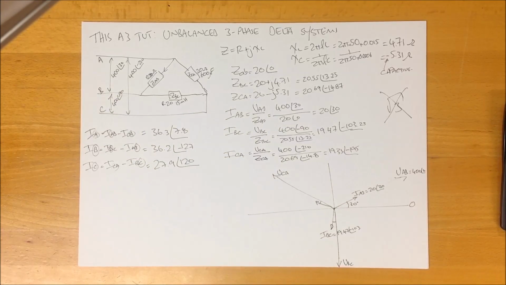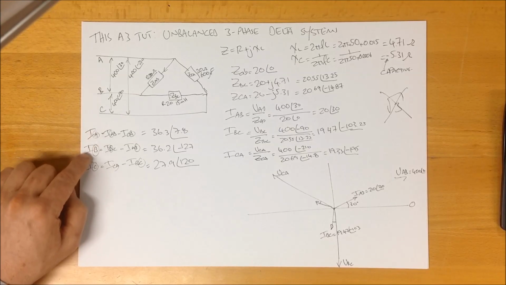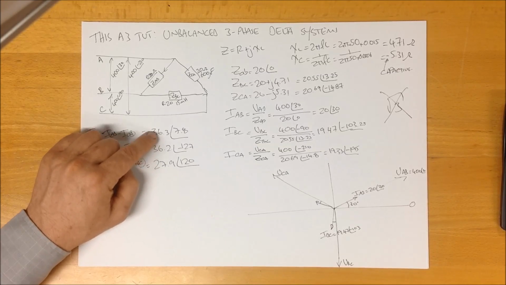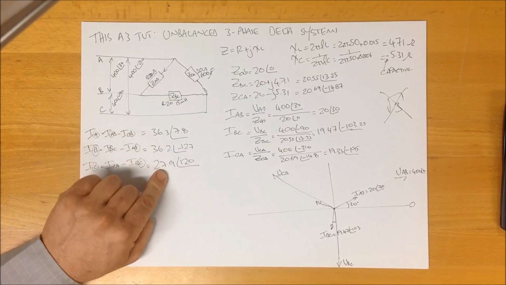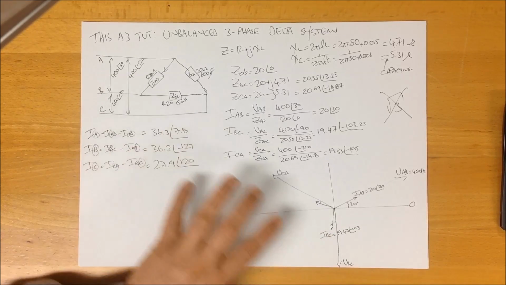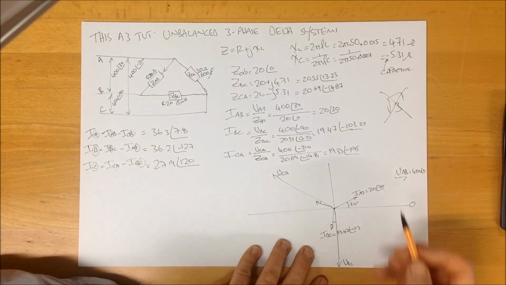Now there are some interesting things to note here. The first one is that the magnitude of these currents is not the same. The first two, the magnitude is 36, that's pretty close, but this one here is significantly less. And if we plot these over here, we can see the extent of this.